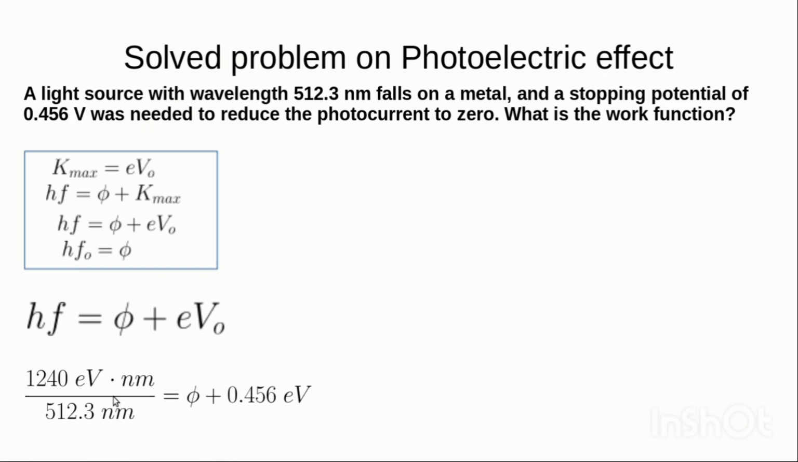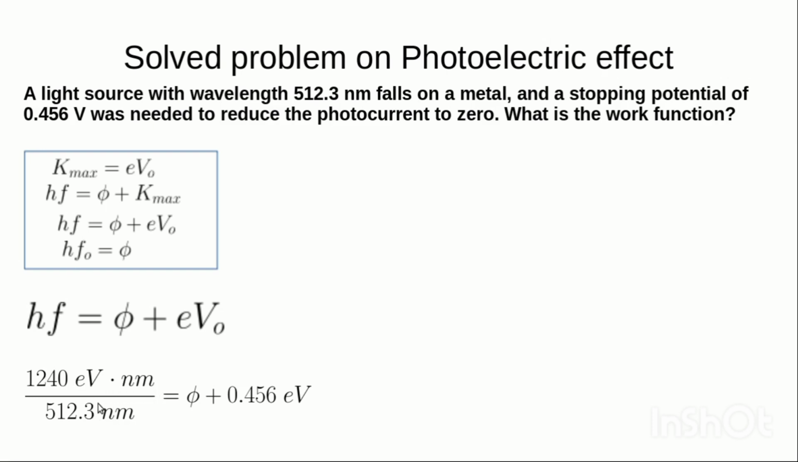So this is our equation, and we have our hf, which will reduce to hc over lambda, equal to phi plus our electron volts. The stopping potential is given as 0.456 volts, so we have 0.456 volts with the electron charge. Our wavelength is given. Recall that hf can also be written as hc over lambda, and our hc can also be written as 1240 electron volts times nanometer.